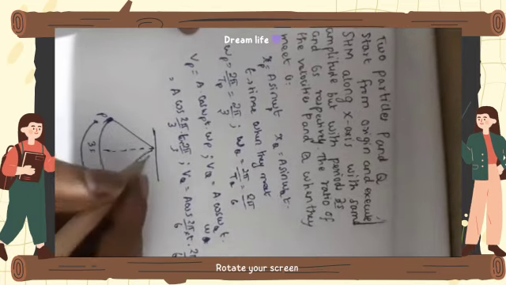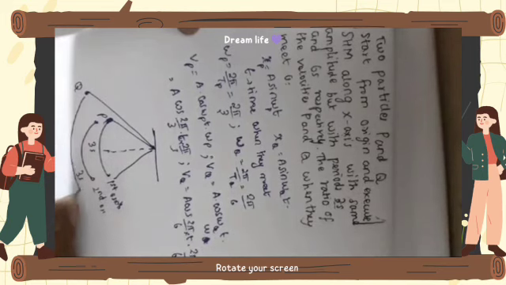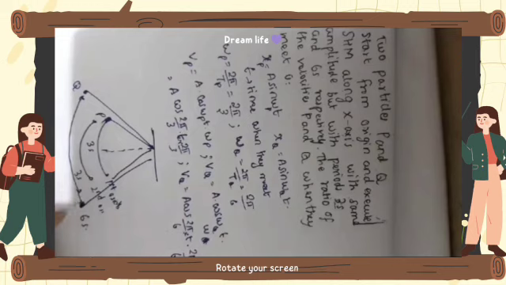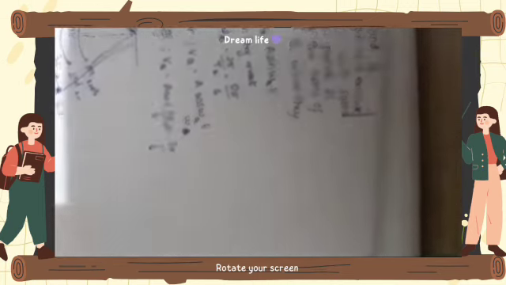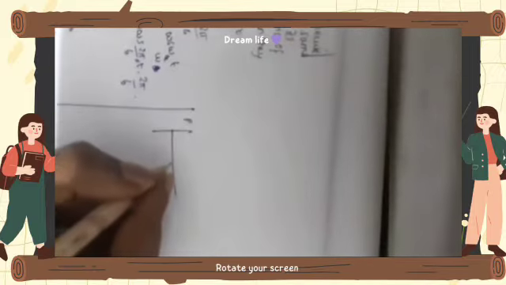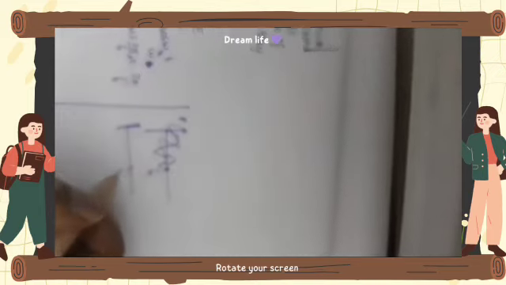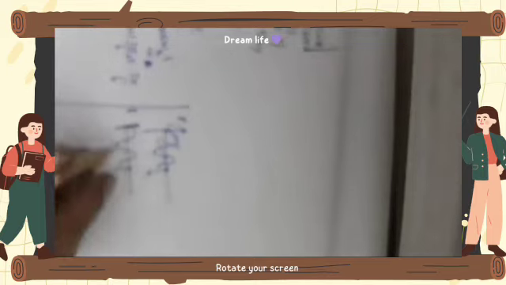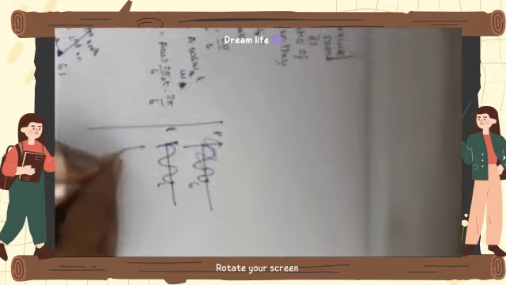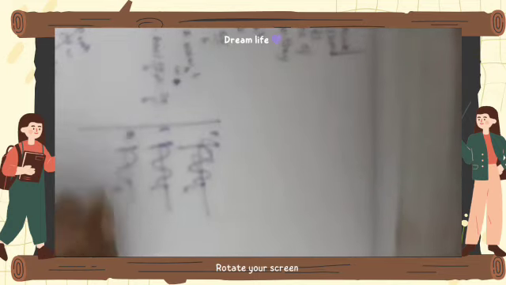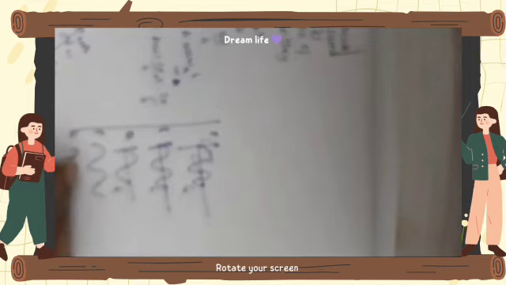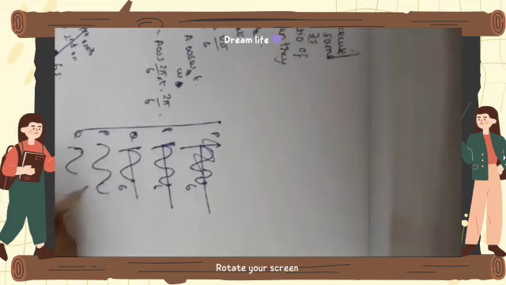But the particle Q would have completed one oscillation in 6 seconds. So when the particle P completes its two oscillations, particle Q would have completed only one of its oscillations. So there's a phase difference between them. For particle P, when the time t is 6 seconds, it would have completed two oscillations, that is represented like this: one oscillation and the next oscillation. But the particle Q would have completed only one oscillation in 6 seconds. This is for Q. So there's a phase lag of 2 pi between both the particles.